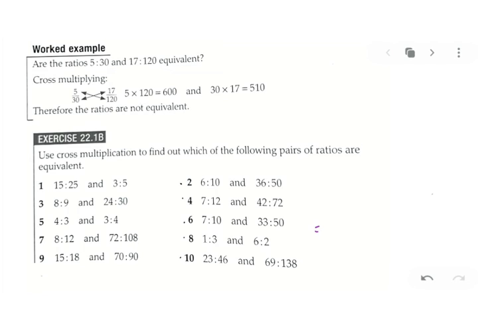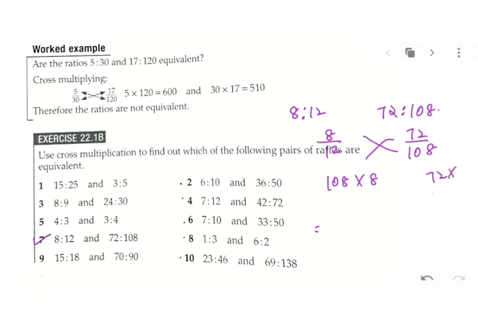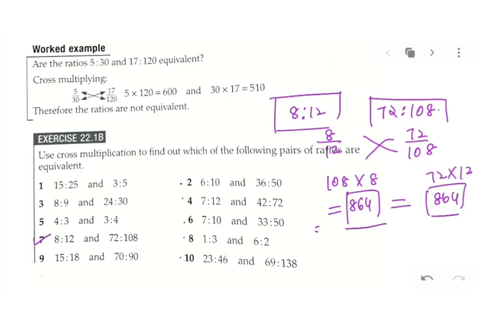Let's take one more. 8 is to 12, 72 is to 108. Now my dear kids, 8 upon 12, 72 upon 108. If you cross multiply, it will be 108 into 8 and here 72 into 12. Let's see. After multiplication, I got 108 into 8 as 864 and 72 into 12 also as 864. That means both sides are equal. Hence, I will say 8 is to 12 and 72 is to 108 are equivalent ratios.